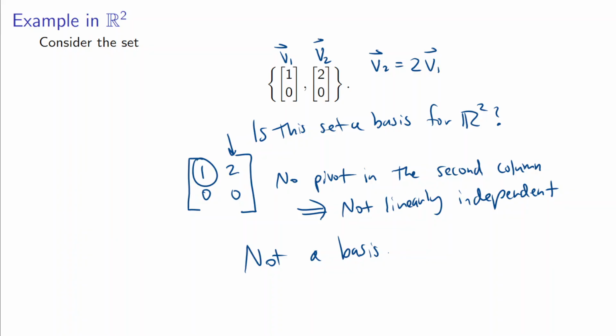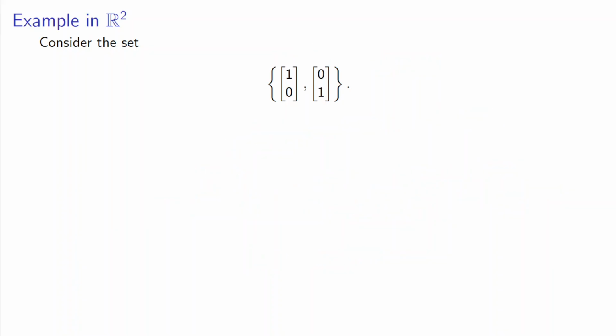We could see that the second row, I should say, does not have a pivot, and so these will not span R2 either. But we're checking for linear independence first. So not a basis. We cannot get to every vector in R2. This doesn't span, and these are also not linearly independent.